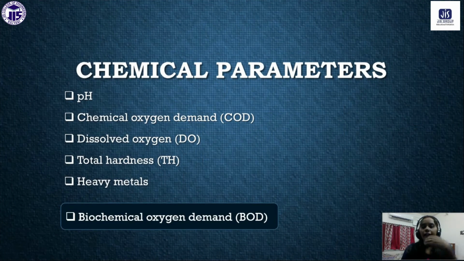Okay, so as I told you, these are some of the chemical parameters: pH, chemical oxygen demand, that is COD, dissolved oxygen, total hardness and heavy metals, and of course the biochemical oxygen demand, whatever we are discussing so far. Okay, that is very important.